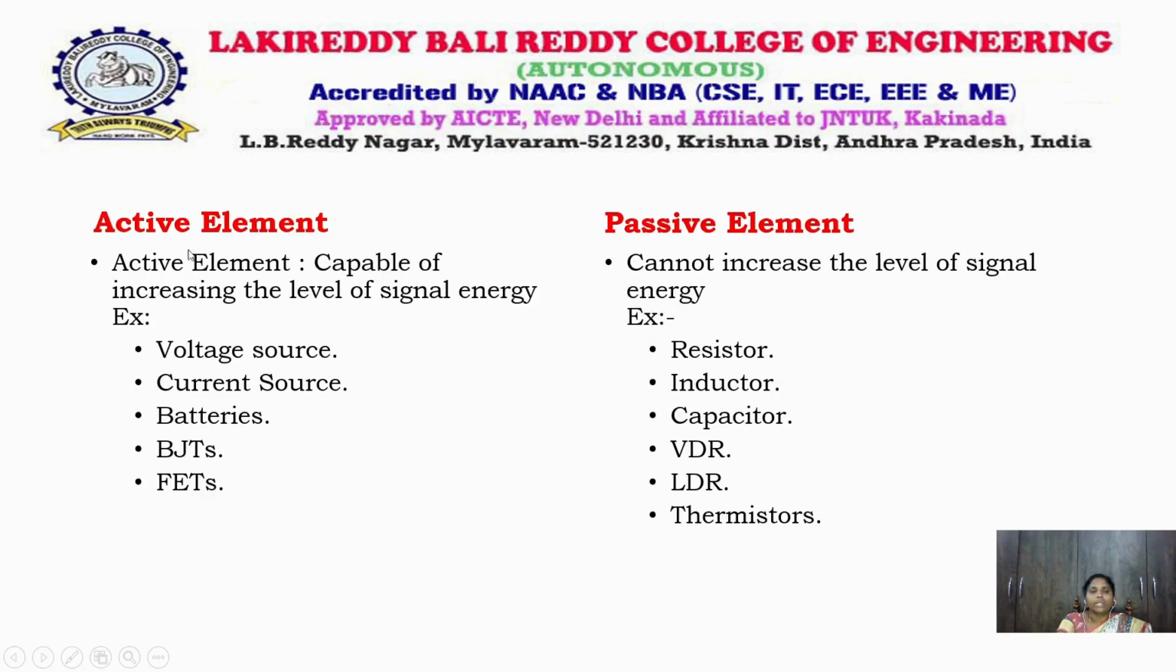Now the next types of elements that can occur in your circuit are active elements or passive elements. An active element is capable of providing signal energy, or it increases the signal energy. Examples of active elements are voltage source, current source, batteries, BJTs, and FETs. All these come under active elements.